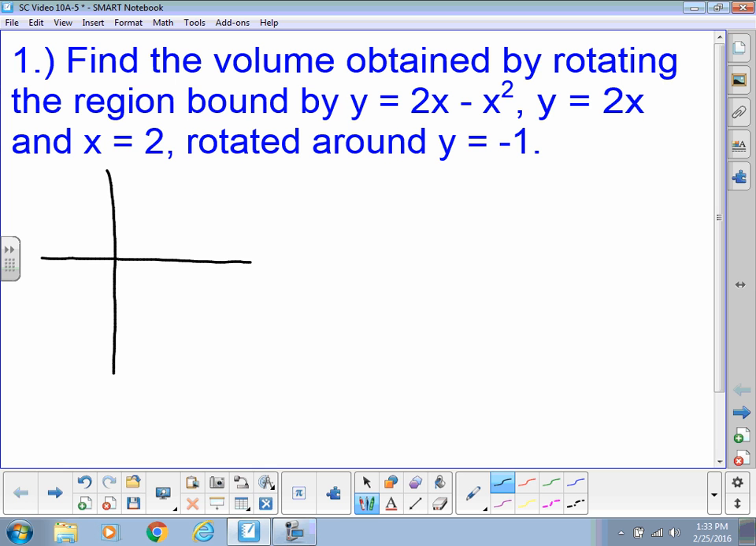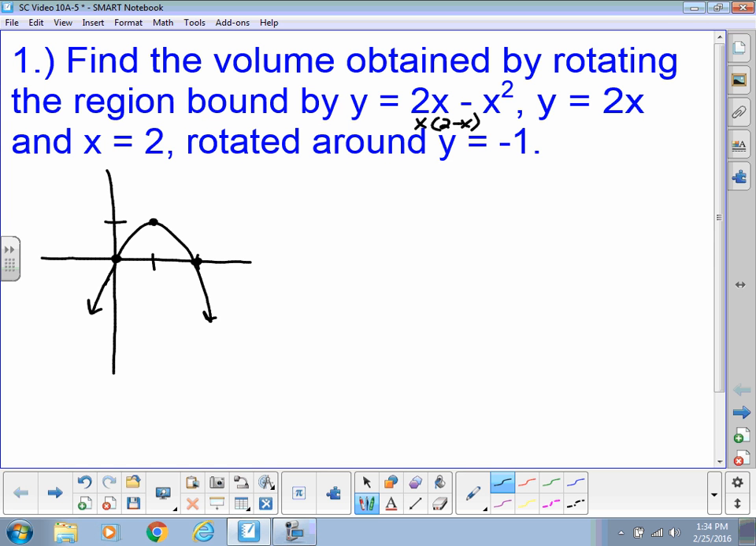2x minus x squared, if you pull an x out, that's really x times 2 minus x. The reason that's helpful is it means our roots are at (0, 0) and (2, 0). When you sub in 1, you'll get 2 minus 1, which is just 1. And then it's a parabola opening upside down. So that's our y equals 2x minus x squared.